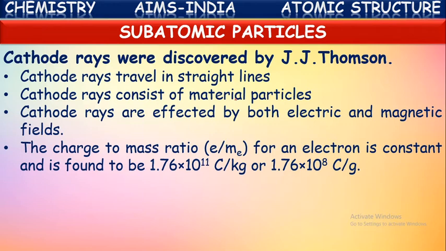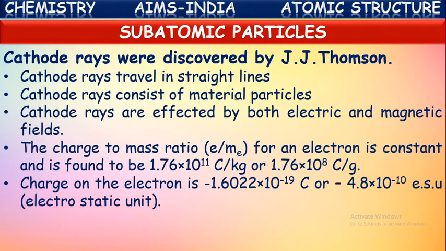The charge to mass ratio, also called the specific charge of an electron, or simply the e by m ratio. The specific charge of an electron is always constant, from wherever it is produced. It is equal to 1.76 x 10^11 coulombs per kg, or 1.76 x 10^8 coulombs per gram. From whichever element these electrons are produced, the specific charge is constant, irrespective of the gas taken.